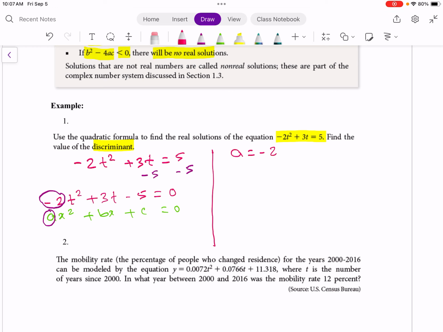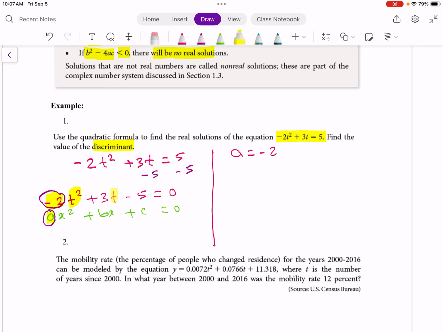And a is always the coefficient of the square term. Our t is squared, this is the square term, and its coefficient is -2, and this is a. In a similar way, what is our b? b is the coefficient of x, or b is the coefficient of the variable with degree 1.